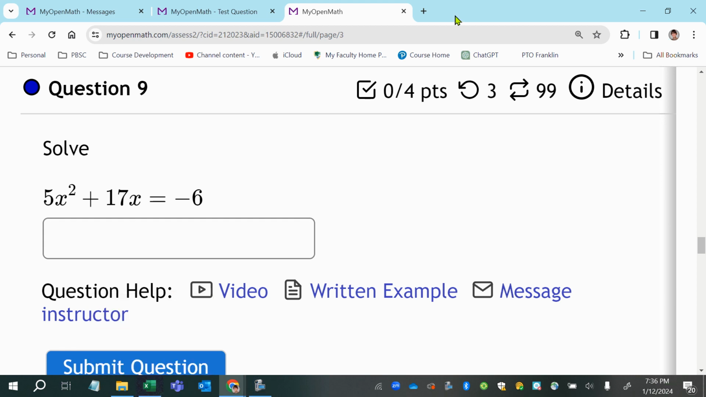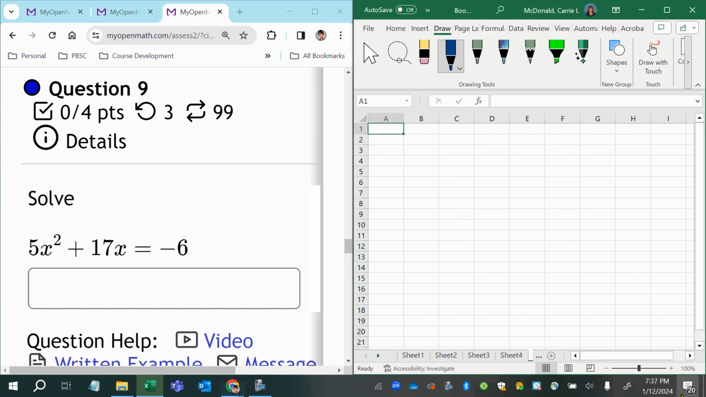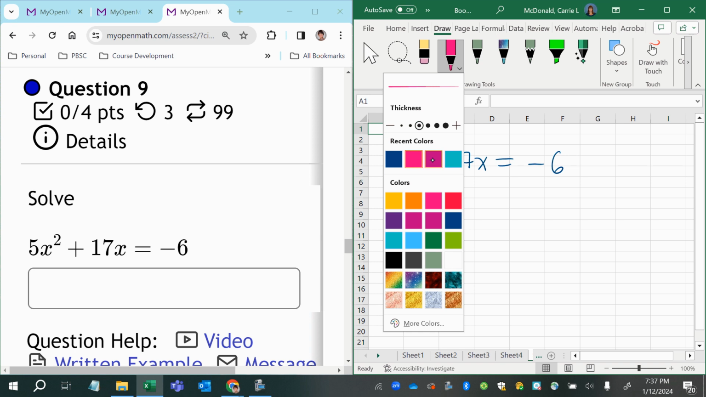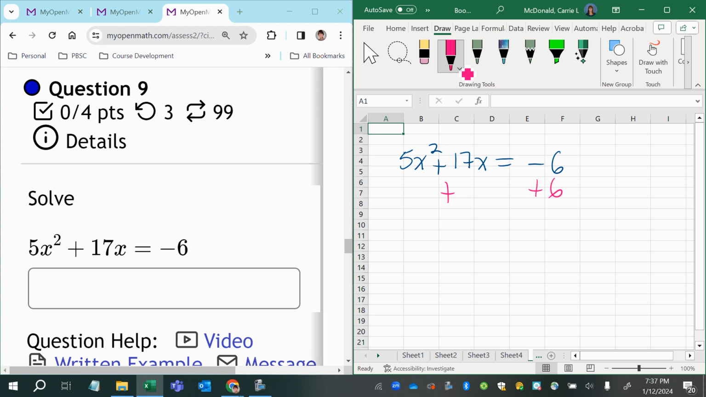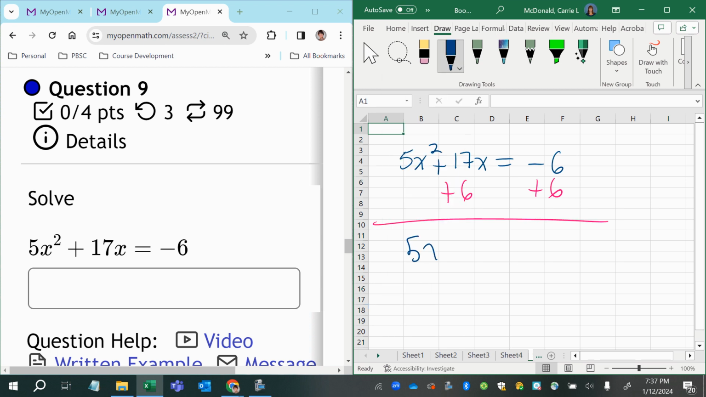Now, you may have noticed something. Hopefully, you've noticed that anytime we've been solving a quadratic equation by factoring, it's been equal to 0, or we had to set it equal to 0 first, and this is no exception. We're going to have to first set it equal to 0. So I'm going to add 6 to both sides. That way, the right side of the equation will 0 out.